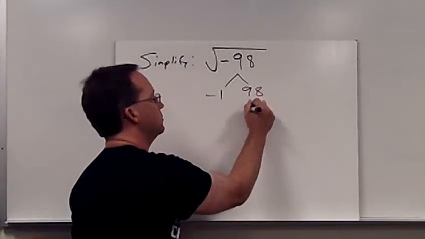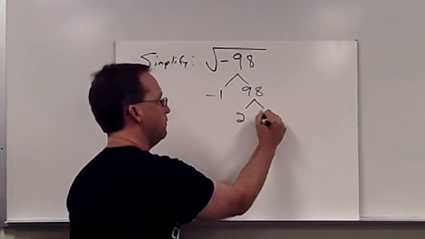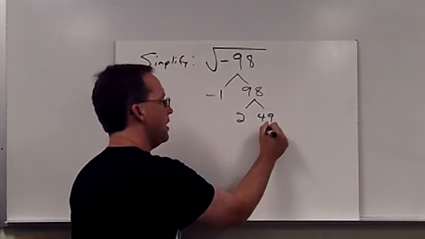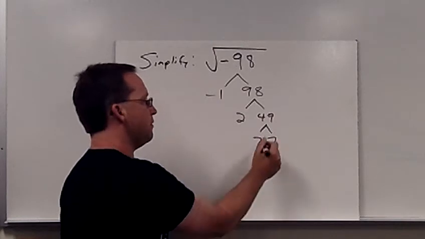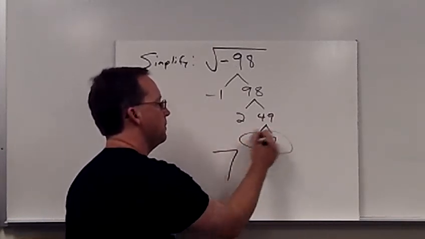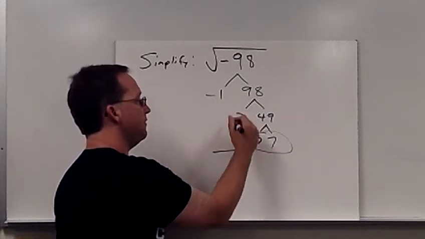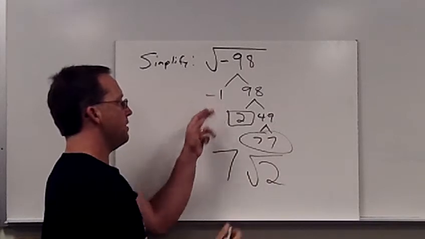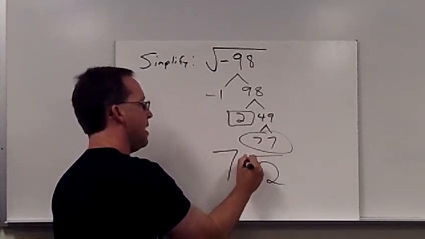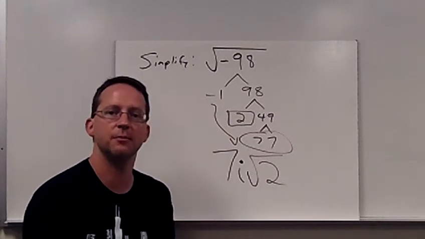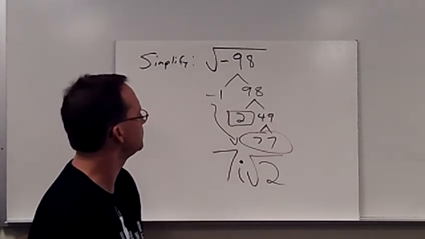Even number, so I know 2 goes in there 49 times. Oh, that's good. I know 49 is just 7 times 7. So I have a pair of 7's. 7 comes out. There's my pair. I have a leftover 2. 2 is going to stay inside the radical. I've got my imaginary number i, right? And that's where that square root of negative 1 is coming into play, right?